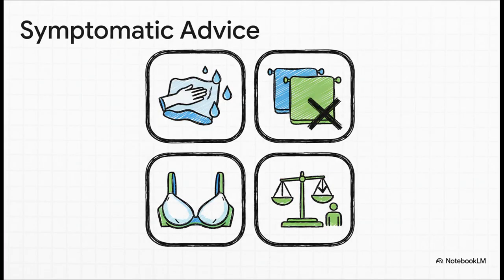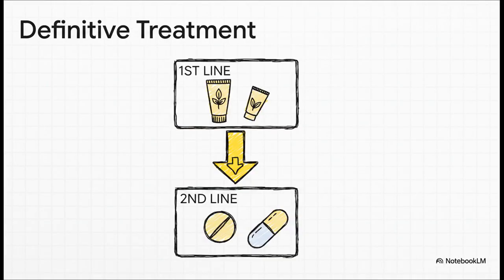Symptomatic advice is all about empowering the patient. These are practical steps they can take themselves. Focus on hygiene, like patting the skin dry instead of rubbing, and lifestyle modifications, like wearing a cotton bra and considering weight loss to help reduce skin folds. For the definitive treatment, you must follow the established guidelines. Your first line is a topical antifungal. If there's a lot of inflammation and itching, you can add a mild topical steroid like hydrocortisone for about a week. If that doesn't work, then you escalate to oral antifungals.